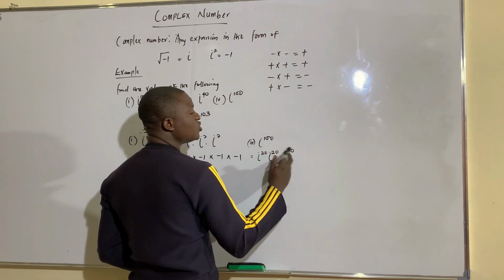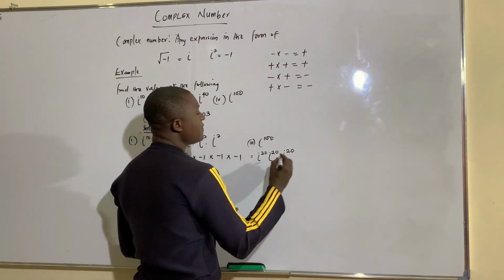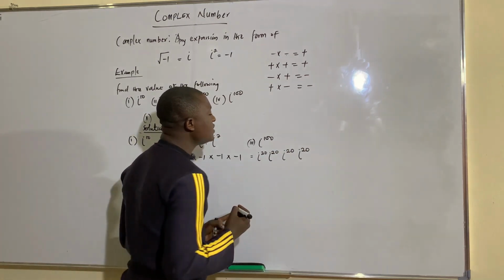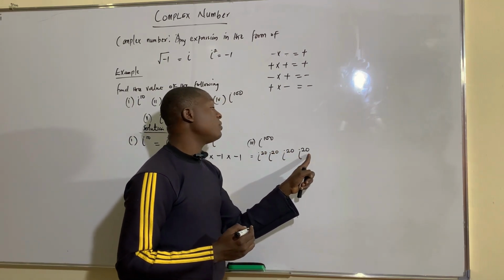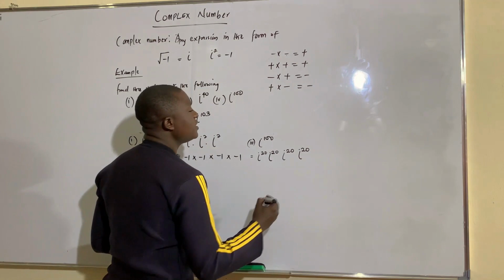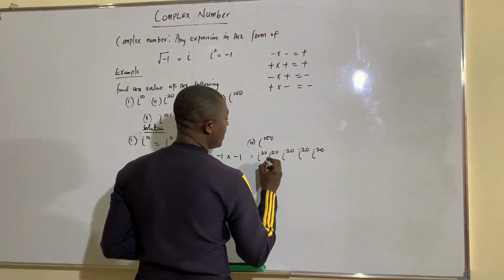20 plus 20 plus 20, that one is what? Yeah, 60. Then i raised to the power of 20. 20 plus 20 plus 20 plus 20, that one will give us what? Yeah, will give us 80. Then i raised to the power of 20.